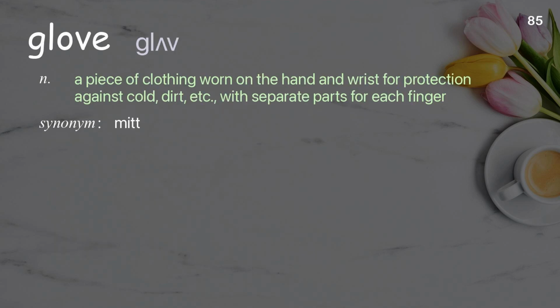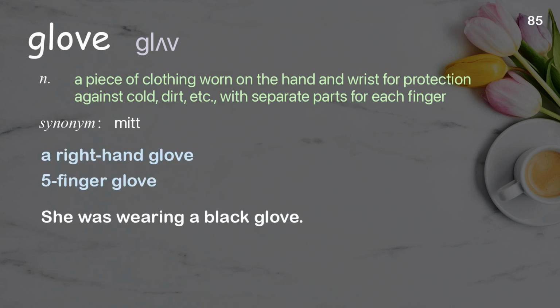Glove. A piece of clothing worn on the hand and wrist for protection against cold, dirt, etc., with separate parts for each finger. Examples: a right-hand glove. Five-finger glove. She was wearing a black glove.